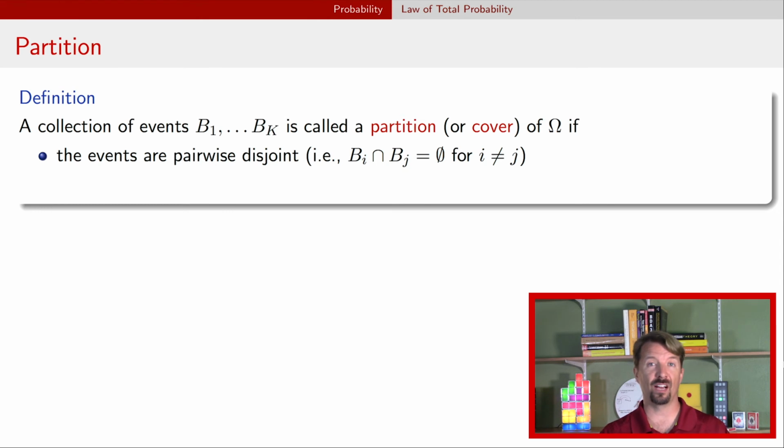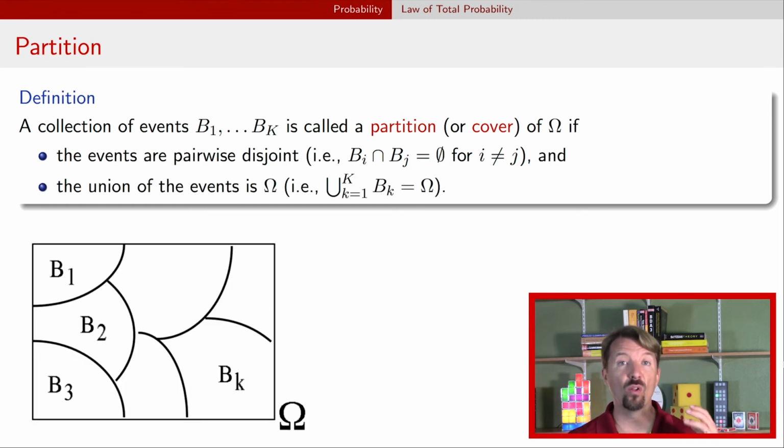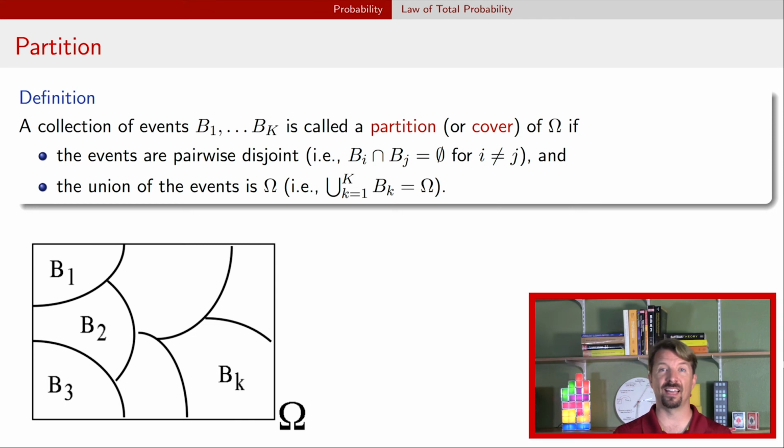And it's a partition of some bigger set. In this case, we're going to talk about omega as being the universal set. The two key properties that a partition has are, first, that they're pairwise disjoint, which means that the intersection of any two of them is empty. And secondly, that if you take the union of all of these sets, you get back the set that you were originally interested in, omega.